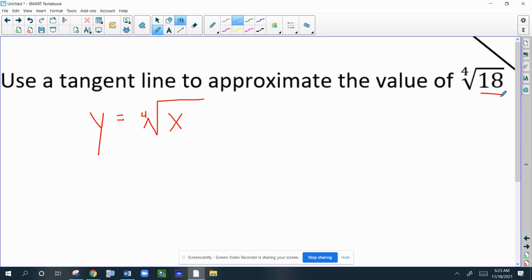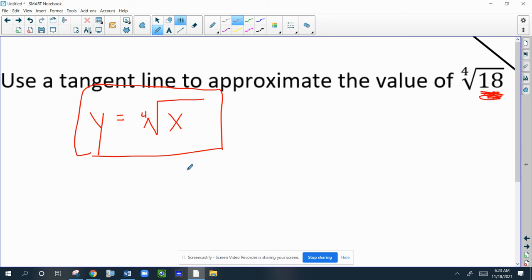Now here's the deal. You can use any point close to 18, but the purpose of this type of problem is to be able to do this without a calculator. So we need to find a point that we can deal with on this function. In other words, use a point where we know the fourth root. Like we know the fourth root of 1 is 1. That would be fine, except it's not close to 18. The next fourth root would be 16, because 2 to the fourth is 16. And that's a perfect point because that's very close to 18.